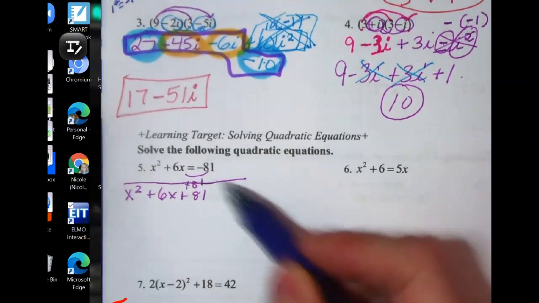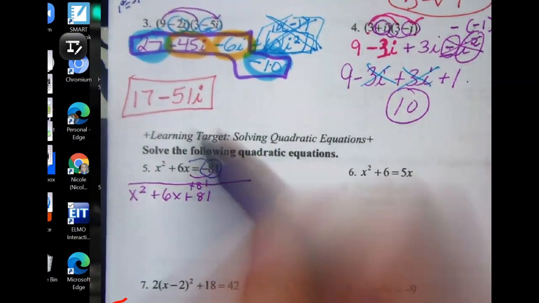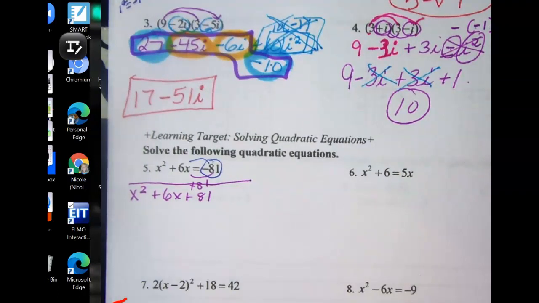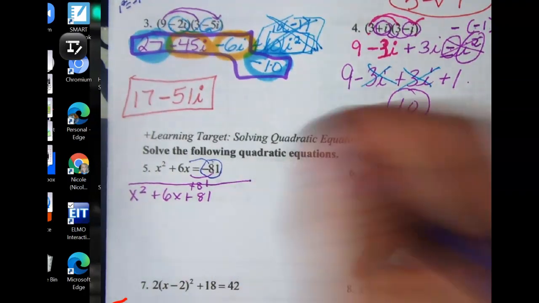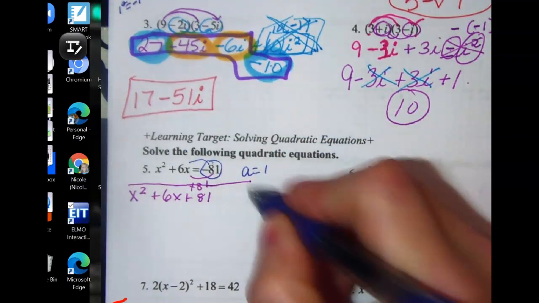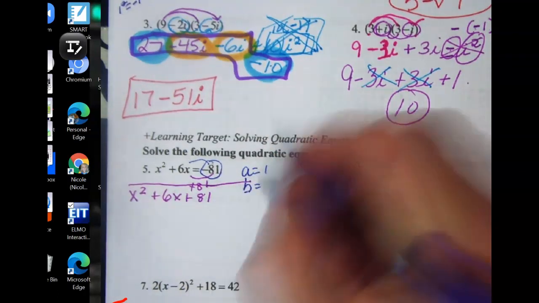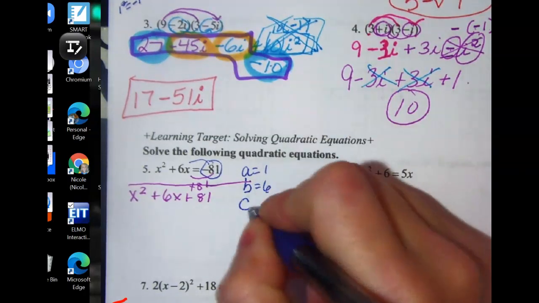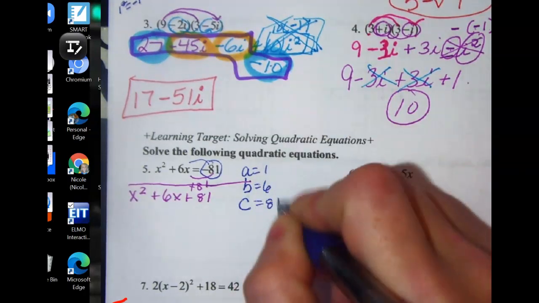So I just rewrote this one. So it's in standard form because, again, I can take this to the other side and it makes it in standard form for us. So then we can identify our a is 1, our b is this positive 6, and our c is a positive 81.